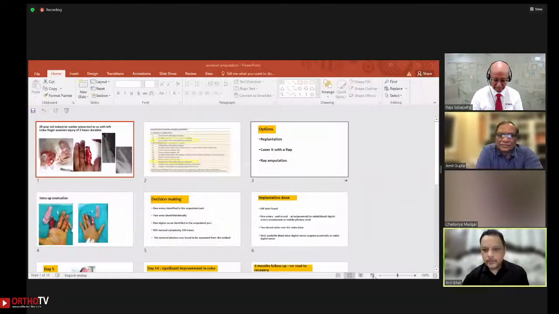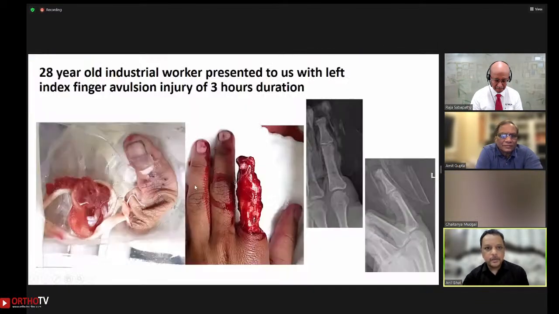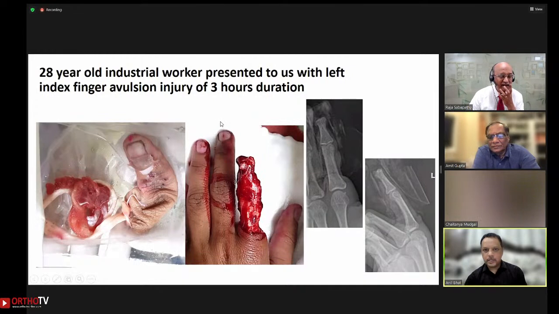As they were speaking about avulsion amputations, this was an interesting case which we had: a 28-year-old young male coming with an industrial injury.